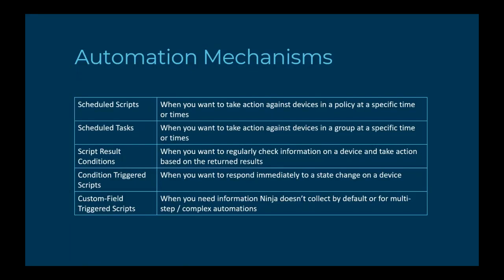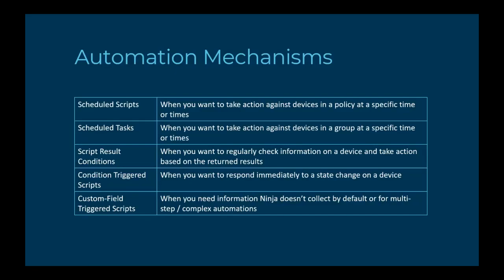Condition triggered scripts are going to be very similar. They're also about continuous compliance. And so they're a little bit less flexible. You can do almost anything with a script result condition. Condition triggered scripts are easier, but they're going to do that same thing. They're going to keep you constantly in compliance. And so you're going to detect a state change or an event or something happening on the machine and then immediately taking action to keep the device in compliance.